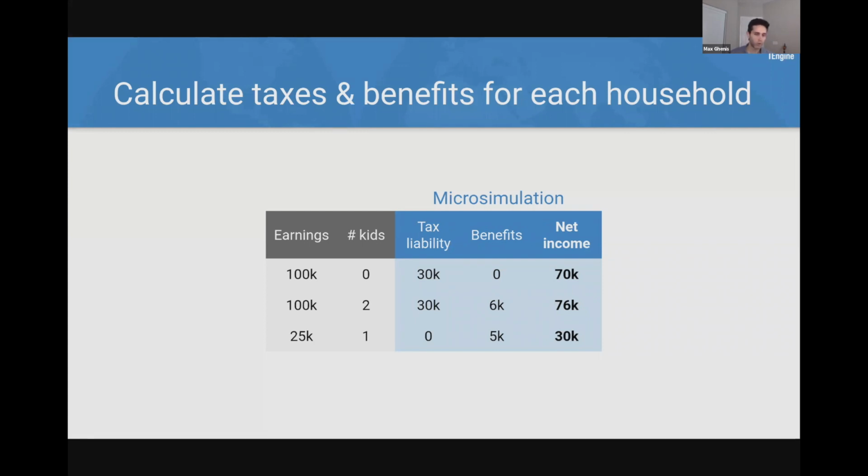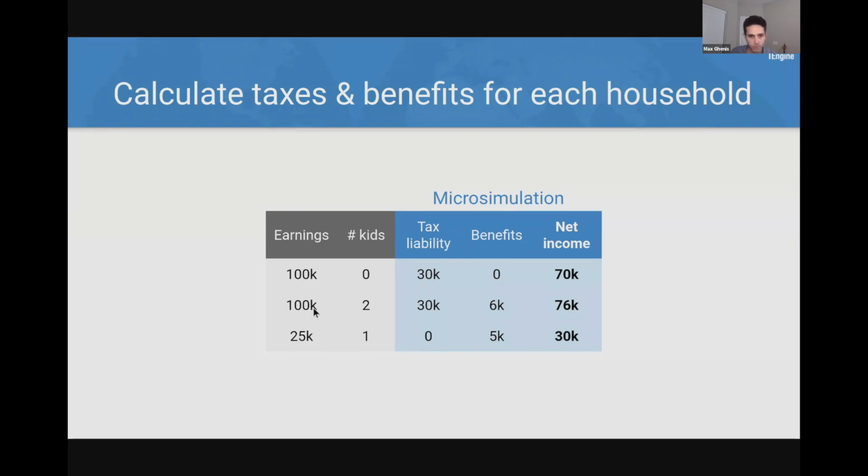And you then have a program that runs through that for every household in the survey. So here's a very simplified view of how this looks. You've got 100K earnings. This household has 0 kids, so maybe they pay $30,000 in taxes, and their benefits, they've earned too much to get benefits, so their net income is going to be 70K.